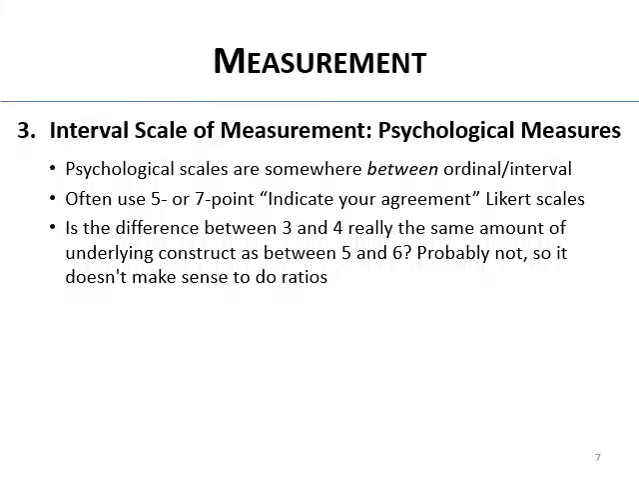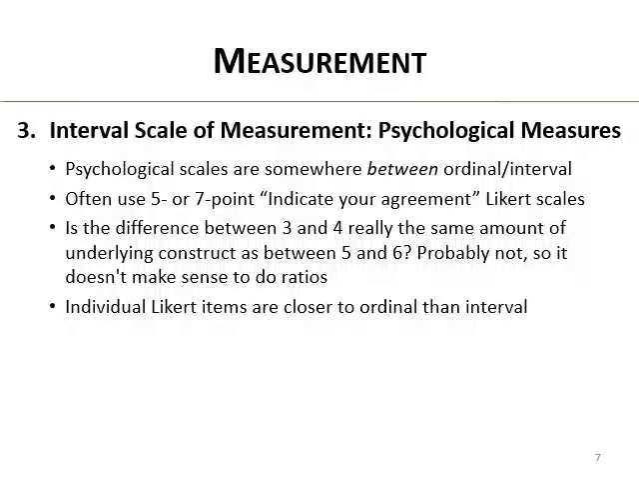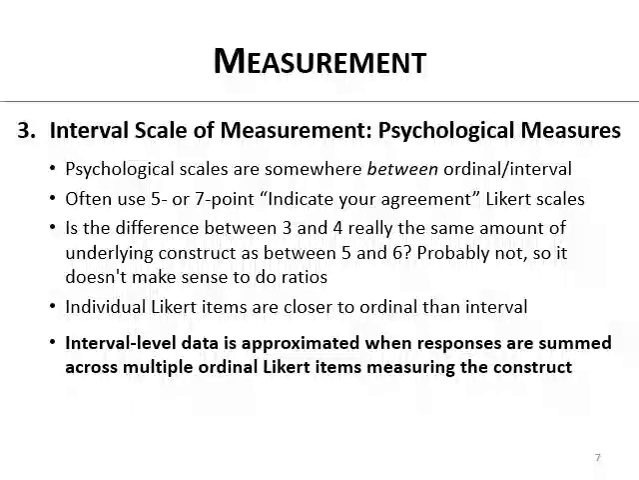People tend to answer these things in ways where they use a response set, so they either go to an extreme or... The problem is ordinal stats are old school, and so there's sort of this agreement that while individual Likert items are closer to ordinal than interval, interval level data is approximated when responses are summed across multiple ordinal Likert items measuring that construct.